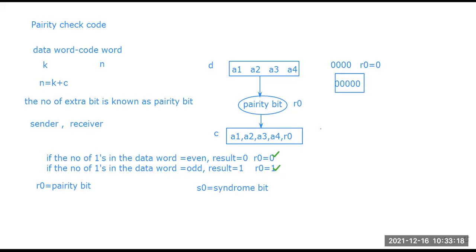Calculating B1, B2, B3, B4 together with Q0, the extra parity bit added, the syndrome is 0 when the number of ones in the received code word is even, otherwise it is 1. The decision depends on S0. If S0 is equal to 0, then there is no error. But if S0 is equal to 1, then there is an error, so that code word is going to be discarded. That code word is not going to be accepted, right?